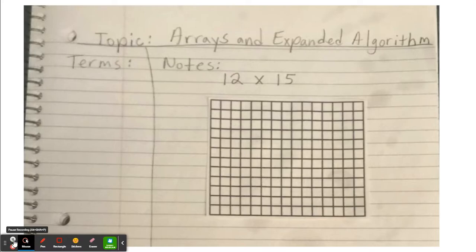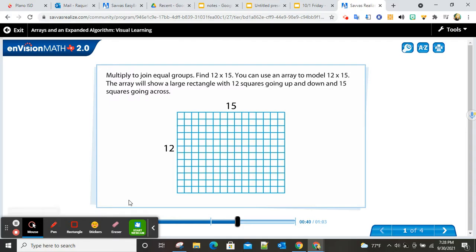Notice I wrote 12 times 15 at the top of my notebook, and I glued the grid paper onto my notebook. This grid paper is exactly 12 by 15. It will help you have a neat diagram that you can refer back to when you're looking at the steps for arrays. And also, in my opinion, this is an area model also, as you'll learn when we get more into area models. Let's continue watching the video.